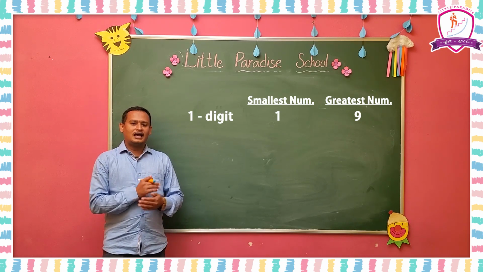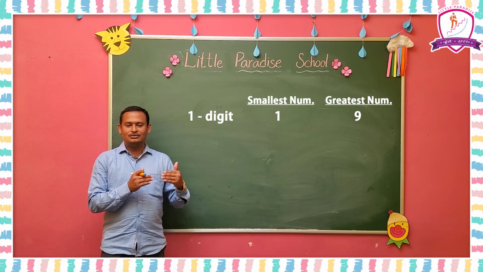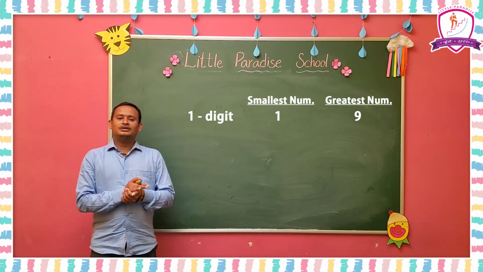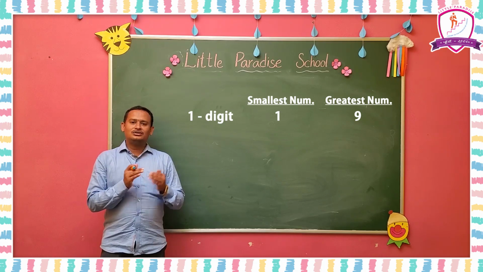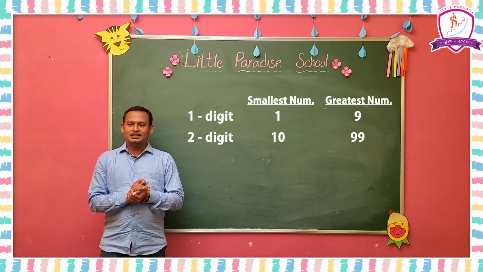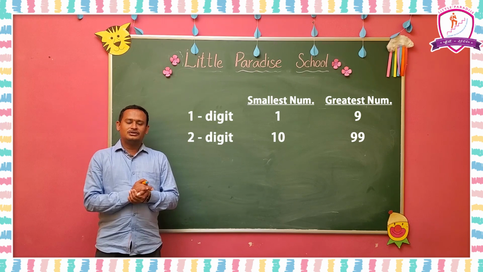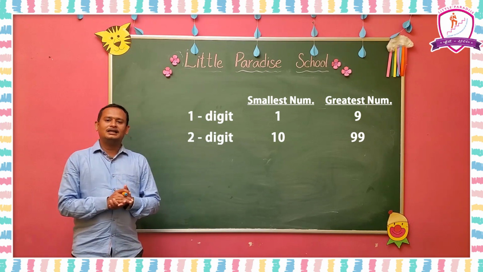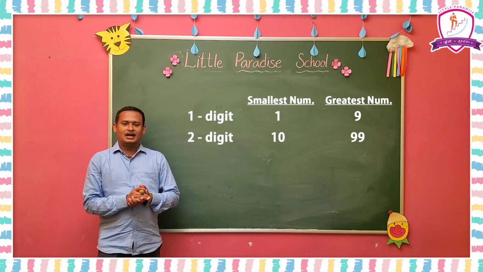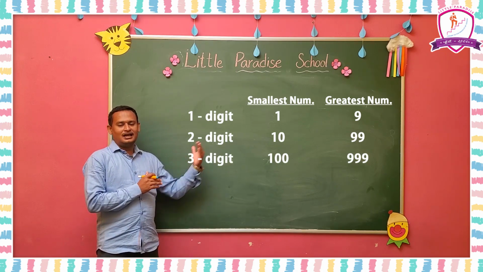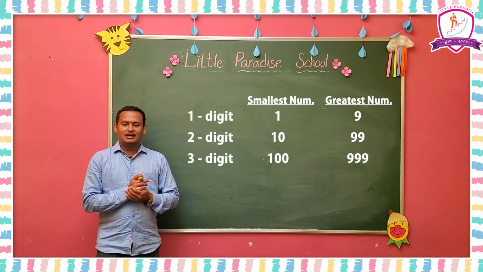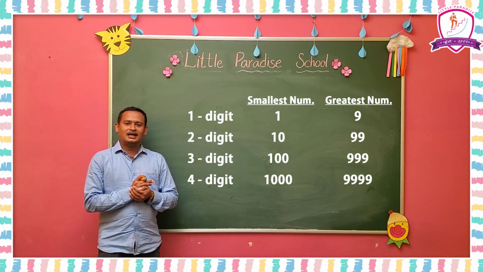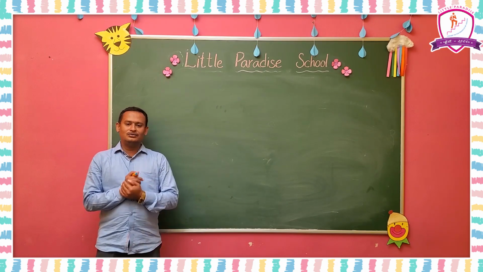Like that only we have to discuss 2 digits and 3 digits and 4 digits also. In 2 digit numbers, what is the smallest 2 digit number? 10 will be the smallest 2 digit number. Next, what is the greatest 2 digit number? 99 will be the greatest 2 digit number. Again 3 digit number, smallest is 100 and greatest is 999. And 4 digit smallest is 1000, greatest is 9999. You already know these things.